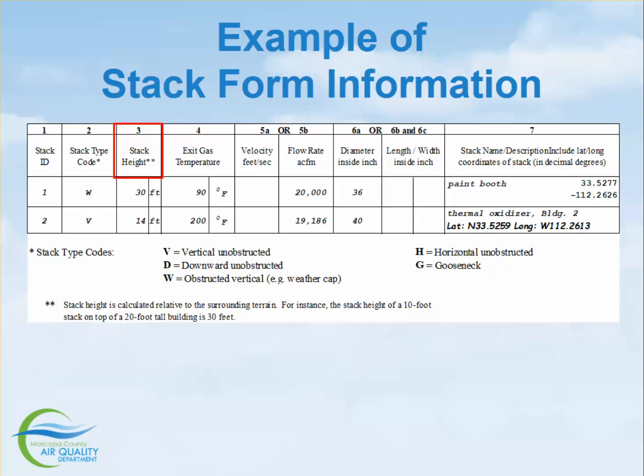The stack height is calculated relative to the surrounding terrain, hence a 10-foot stack on top of a 20-foot tall building would be reported as a 30-foot stack height. Exit gas temperature is reported in units of Fahrenheit. Stack velocity is reported in either units of feet per second or actual cubic feet per minute.